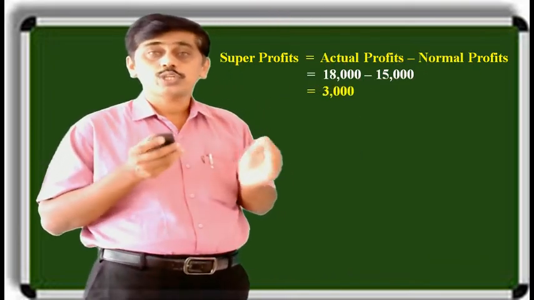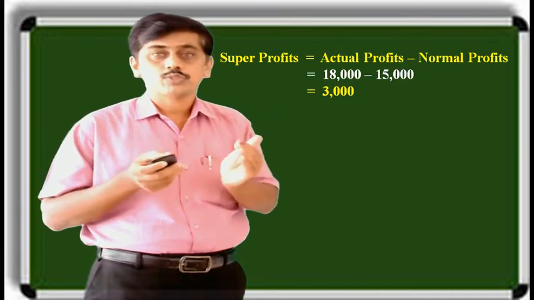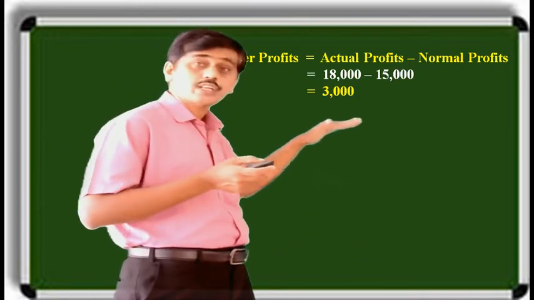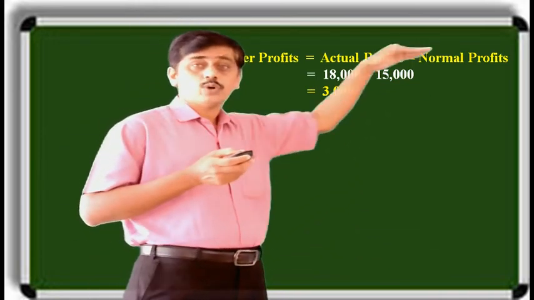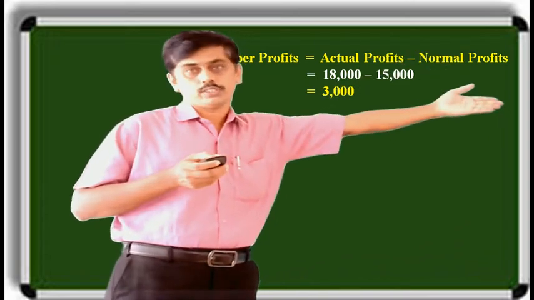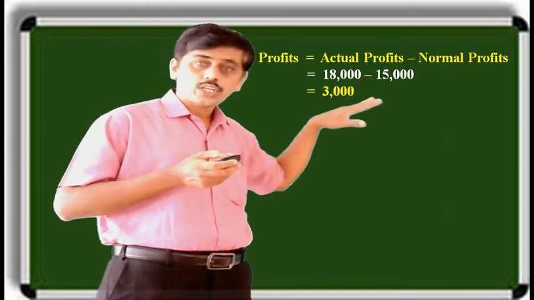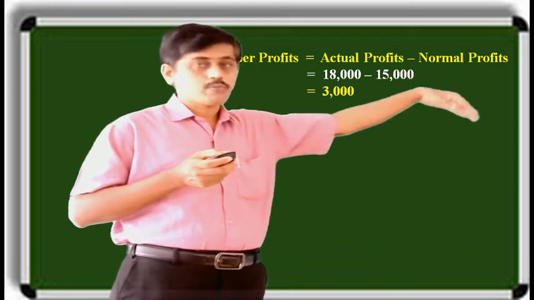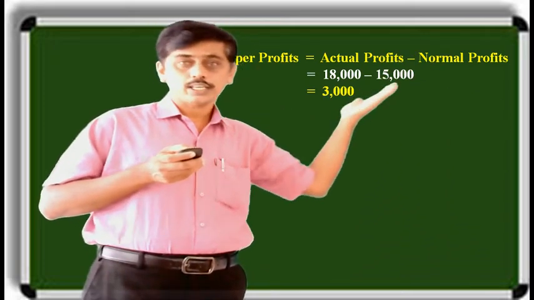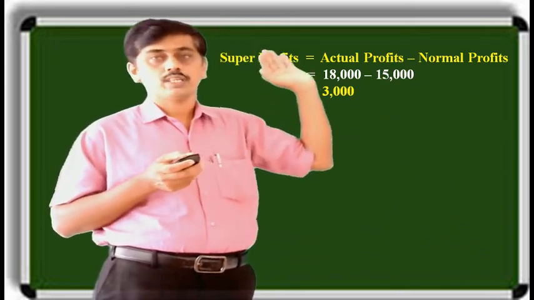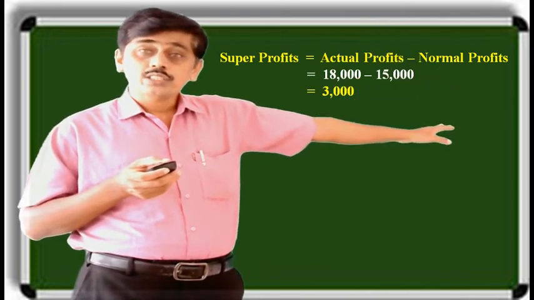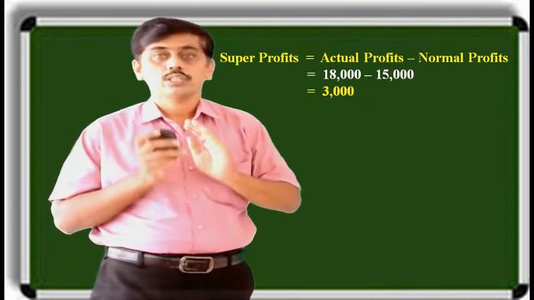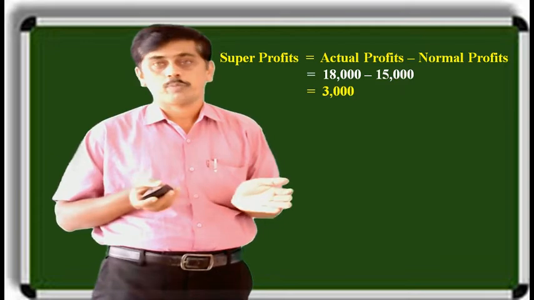That comes to 3,000. Super profits comes to 3,000 because it is the excess of actual profits over normal profits. 18,000 is the actual profit and 15,000 is the normal profit, so 3,000 is the super profit.